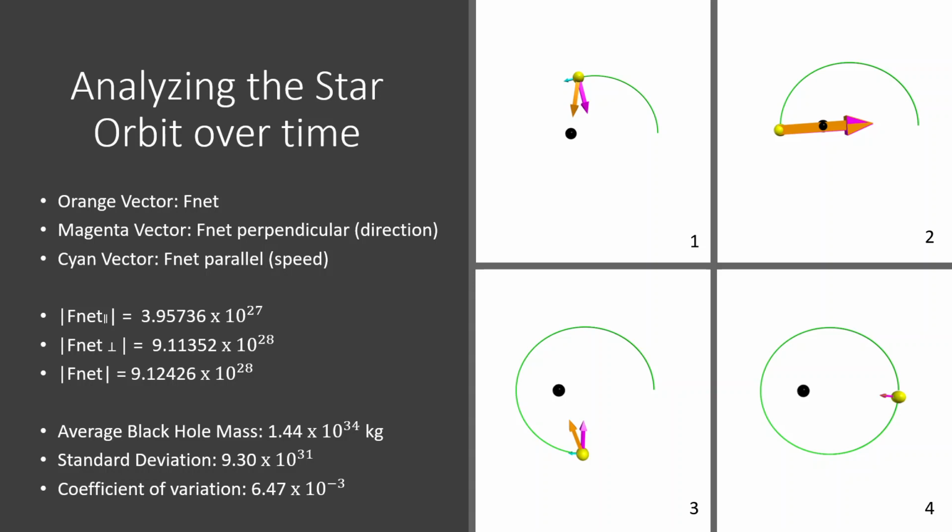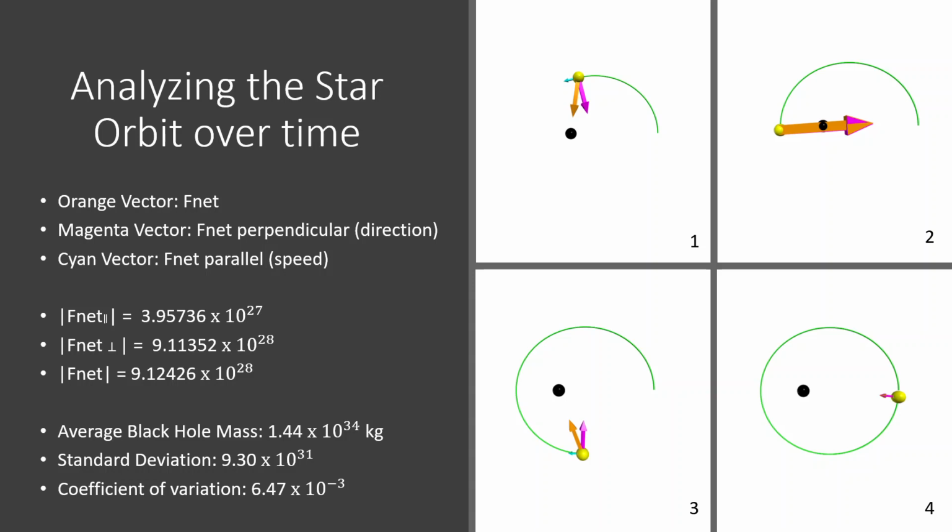One thing to notice is that F net is always pointed toward the black hole because of the gravitational force only acting between the two objects, and also F net perpendicular is always pointed inward to the kissing circle, and both F net and F net perpendicular have larger magnitudes the closer the star is to the black hole, which follows the law of gravitation, in which gravity is greater at shorter distances. Also, you can see that F net parallel is always parallel or anti-parallel to the star's motion, which causes the star to either speed up or slow down.